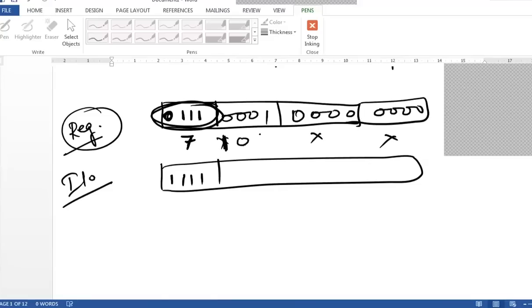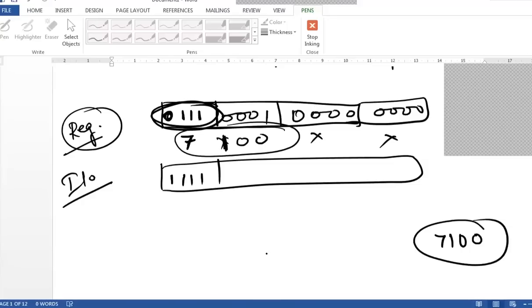So if the instruction is represented in hexadecimal as 7100, it means this is a register reference instruction. Similarly, if my instruction starts with F, we know that 1111 is 15 and 15 is represented with F. Whatever comes after that, you should immediately know that this is an input-output instruction.